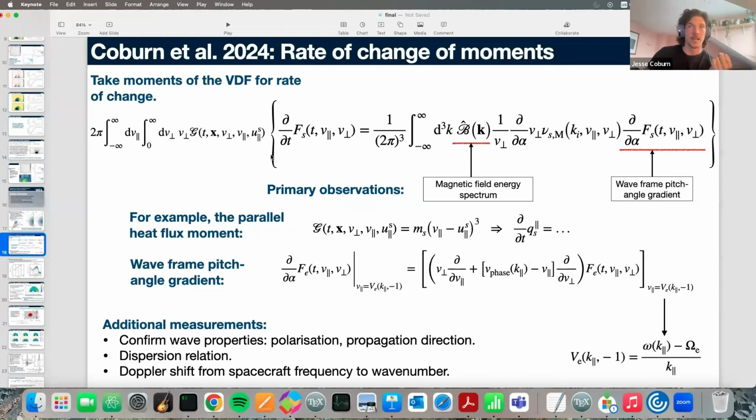What we did in the paper as well is we quantified the change in the parallel heat flux. How does that happen? I've put it up here in a simple, demonstrative way. If you plug in the heat flux moment up here and integrate, you get how the heat flux will change. That was what we were going after.